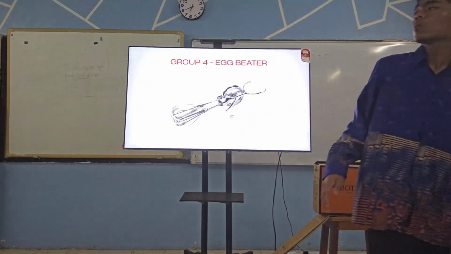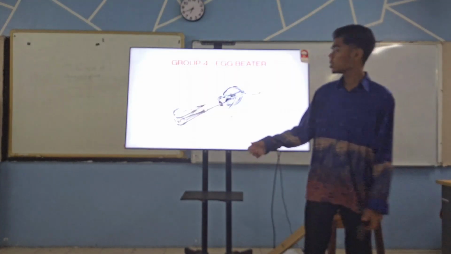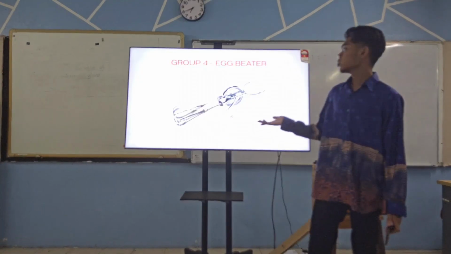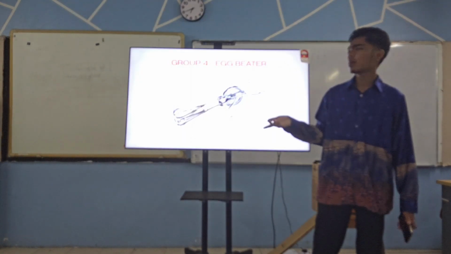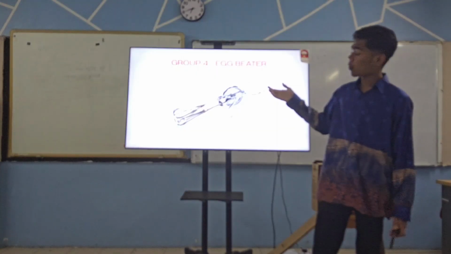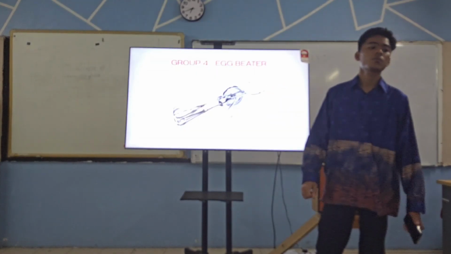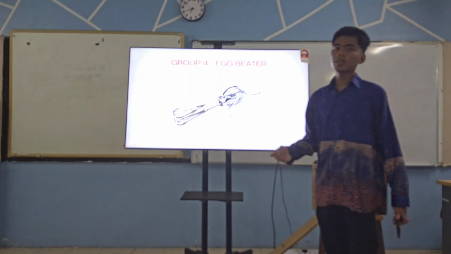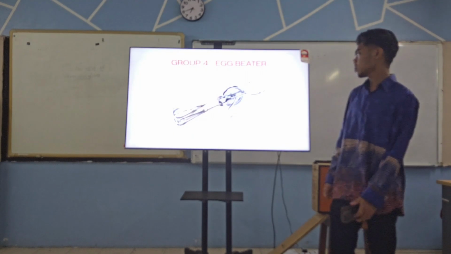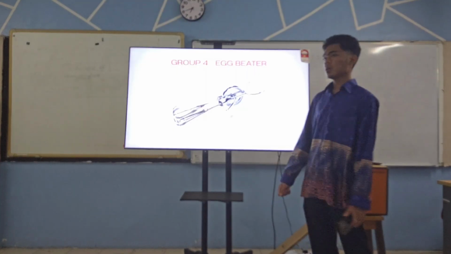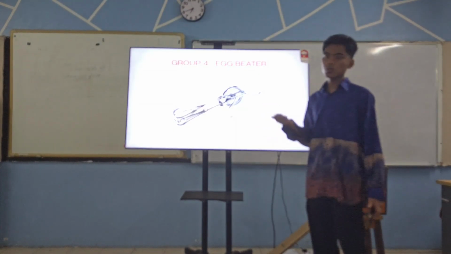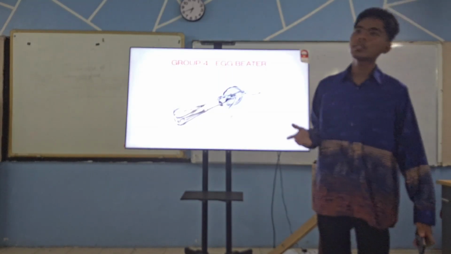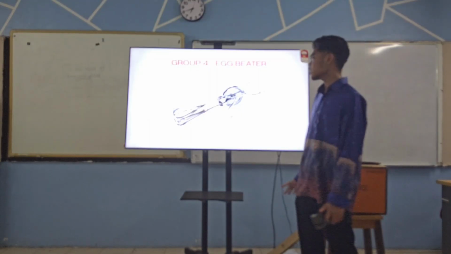Okay, the last group will be the egg beater. So please group 4 stand up and tell me what simple machine you get from this egg beater image. So the lever, okay, the wheel and axle, okay. Is there any more simple machine you see? No. Okay. So is the answer correct? Yes, the answer is correct.